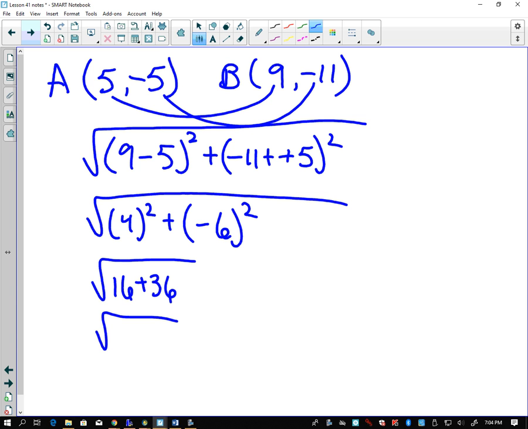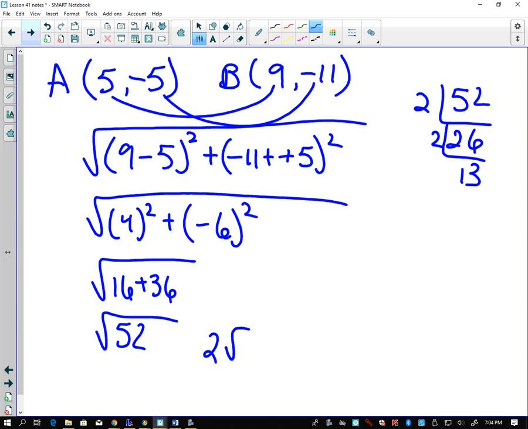36 plus 16 is 52. We want this in simplified radical form, which means we break that down into primes. Find the prime factorization of 52. It'd be 2 and 26. That's 2 and 13, and 13 is already prime. So this is 2 square root of 13, because we want to take out 2's. I have two 2's, so I bring that out as 2. I get 2 radical 13.